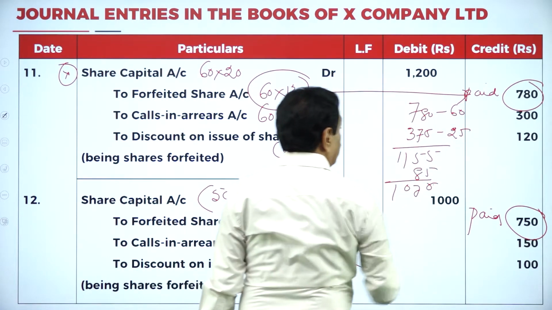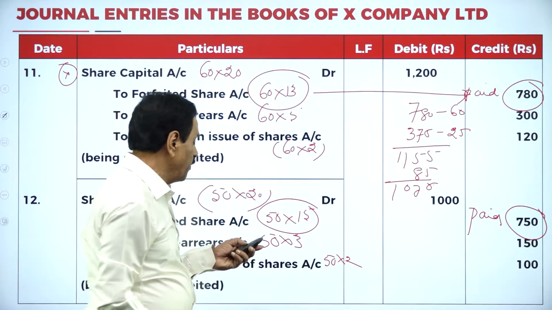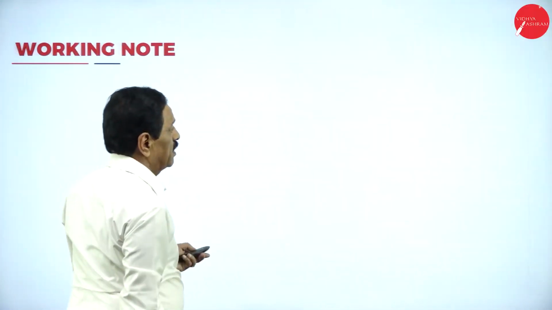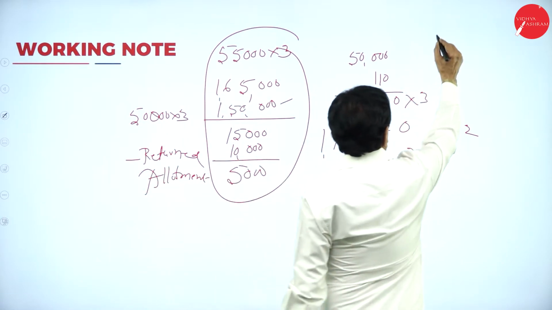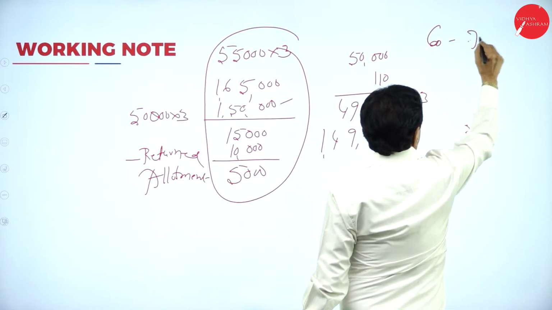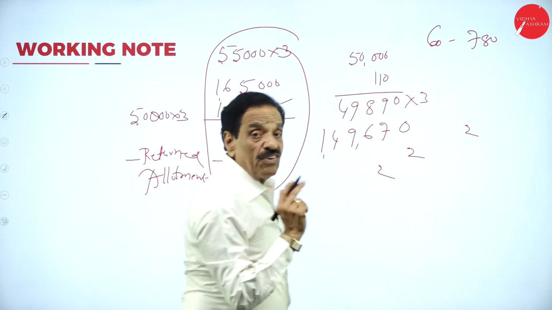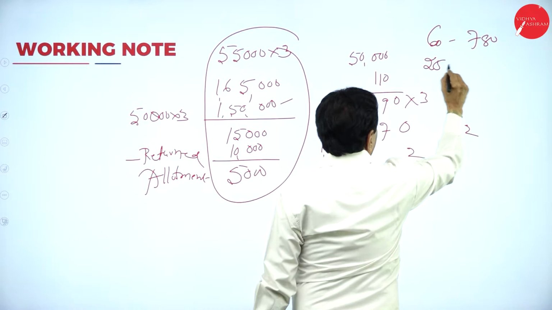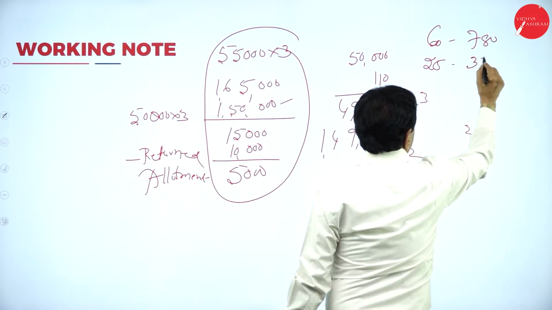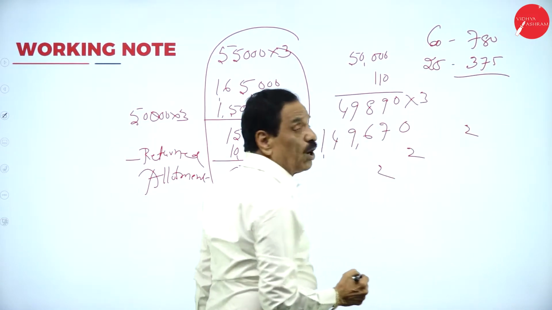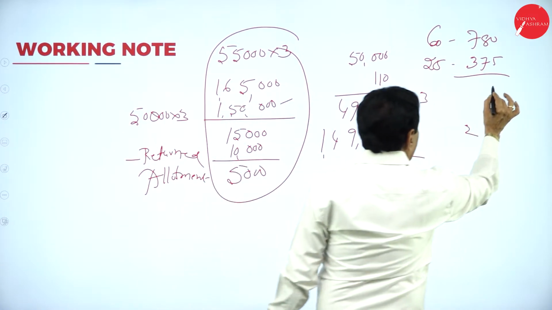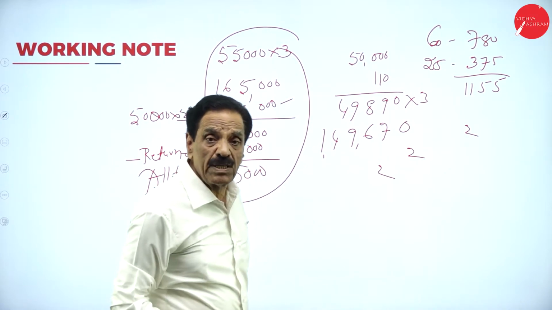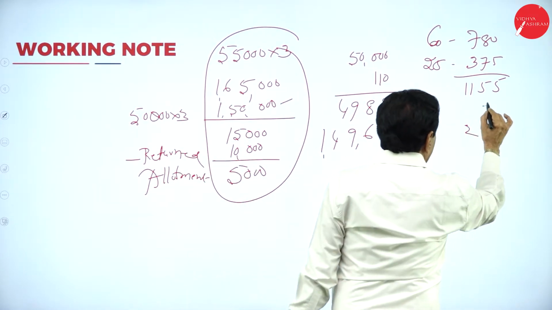This is for 25, but reissued 85. If you want, I can show in the working note. For 60 shares, you got 780. For 50 shares, you have got 750, but reissued only 25. 375. This is for how many shares? 85. Reissued at rupees 17 at a loss of 85.